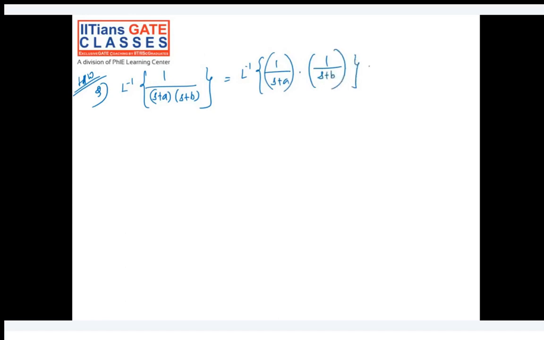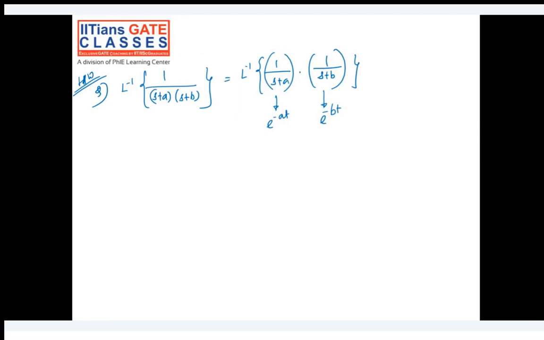Inverse Laplace of 1 by (s plus a)(s plus b). So it is more or less the same as inverse Laplace of 1 upon s plus a into 1 upon s plus b. Okay, you know what is f bar of s here? e to the power minus at. What is here? e to the power minus bt, right? So you can use the convolution theorem here.